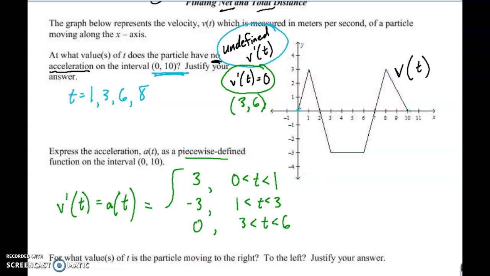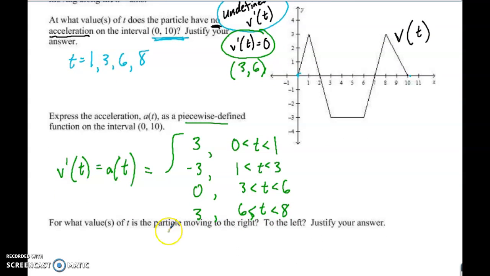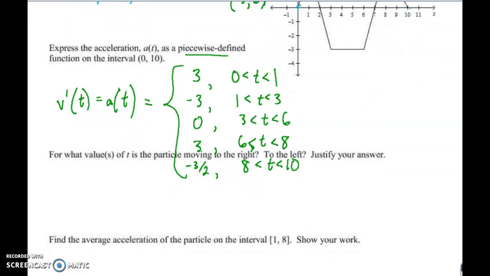Really should have given myself more room, but then it's 3 from 6 to 8. And I'll just squeeze right here. Looks like it's down 3, right 2, so maybe just negative 3 halves between 8 and 10. Alright, so really wish I wrote smaller, but that's okay.